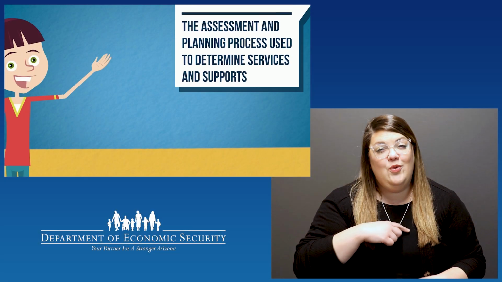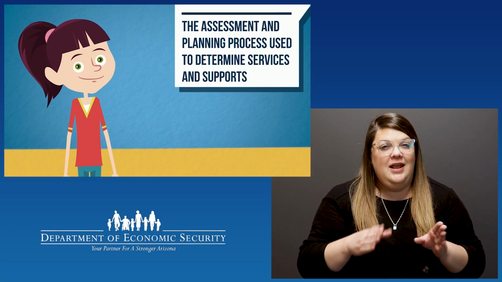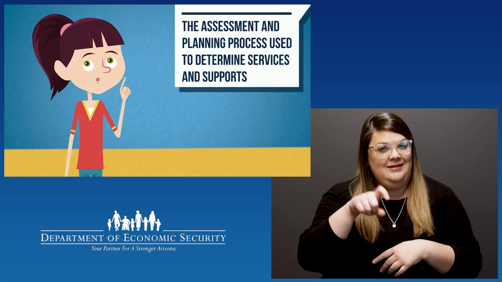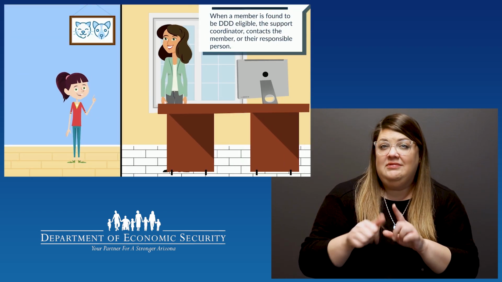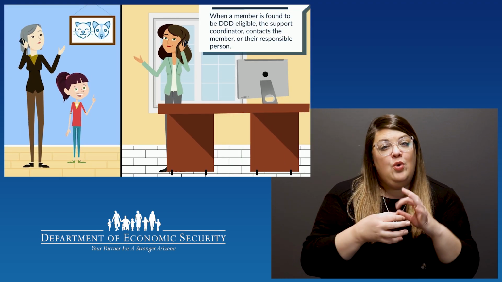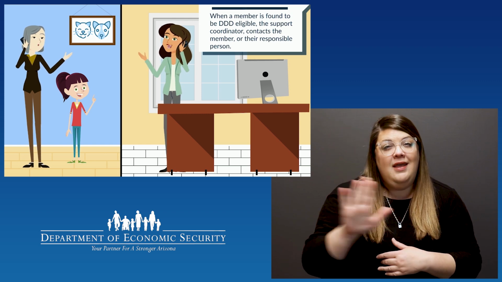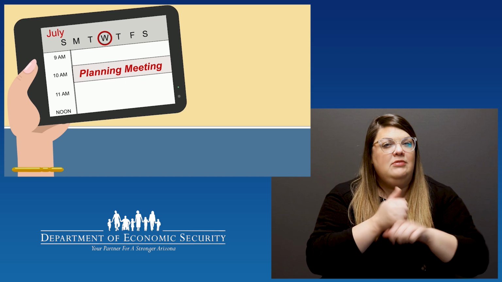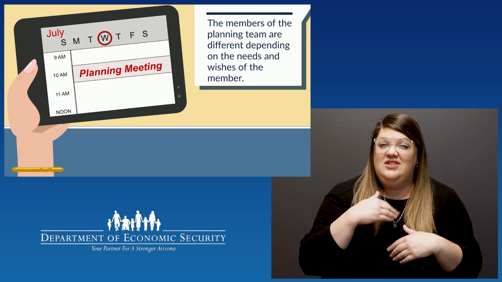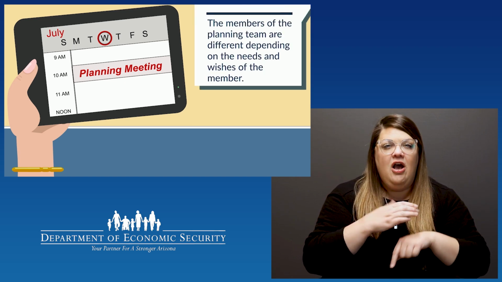We are going to talk about the assessment and planning process used to determine needed member services and supports. When a member is found to be DDD eligible, the support coordinator contacts the member or their responsible person. The support coordinator schedules a planning meeting. The members of the planning team are different depending on the needs and wishes of the member.